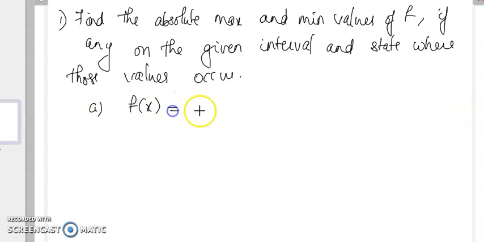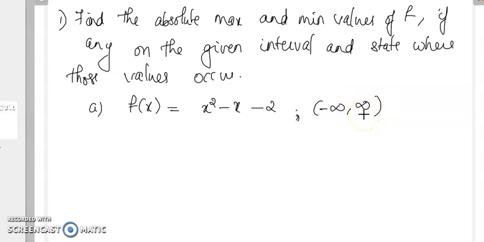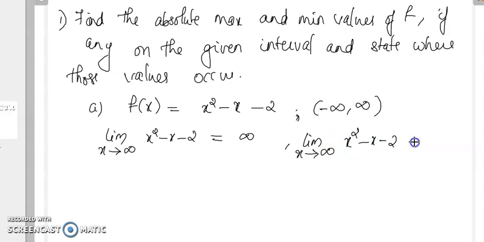So first function is f of x equal to x square minus x minus 2, where you have the interval minus infinity to infinity. So we have a function which is defined over the interval minus infinity to infinity. If we take limit x tends to infinity, x square minus x minus 2, you have an even power for the highest degree term. So limit x tends to infinity, x square minus x minus 2 is equal to infinity. So the function takes infinity as limit x tends to infinity and limit x tends to minus infinity. Therefore f has no absolute maximum.